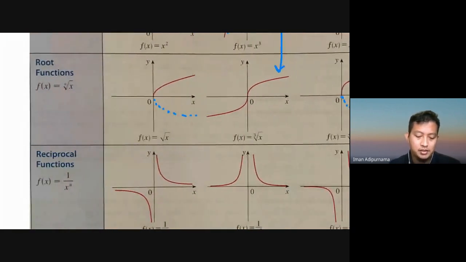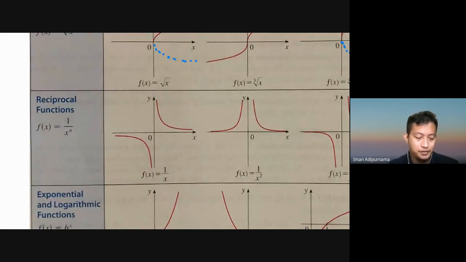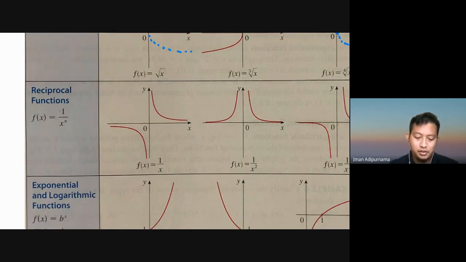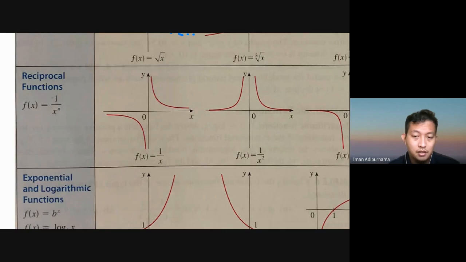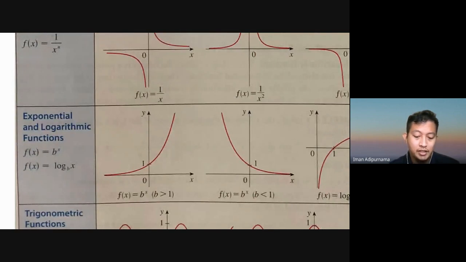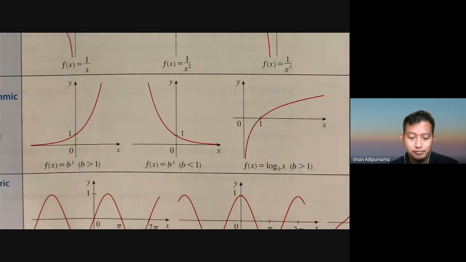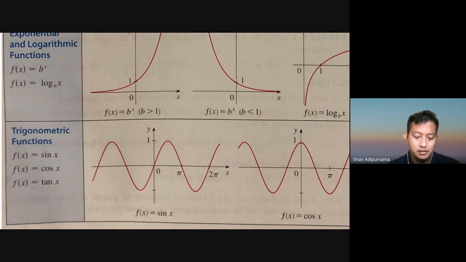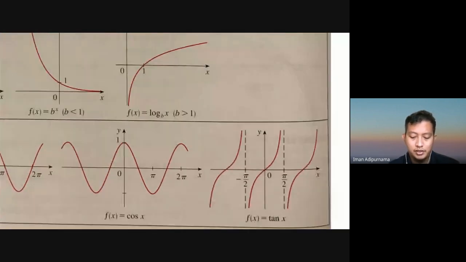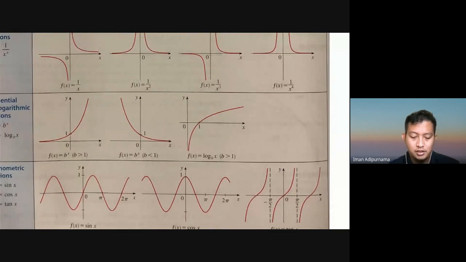Okay, so root functions, and then we have also the reciprocal functions, like 1 over x, 1 over x squared, and so on and so forth. This is also important to illustrate chapter 2 later, limit. Okay, and then exponential, logarithmic. I hope you still remember what this is. Okay, and then trigonometric. Yeah, this sine, cosine, tangent, all the properties. I hope you are still familiar with.